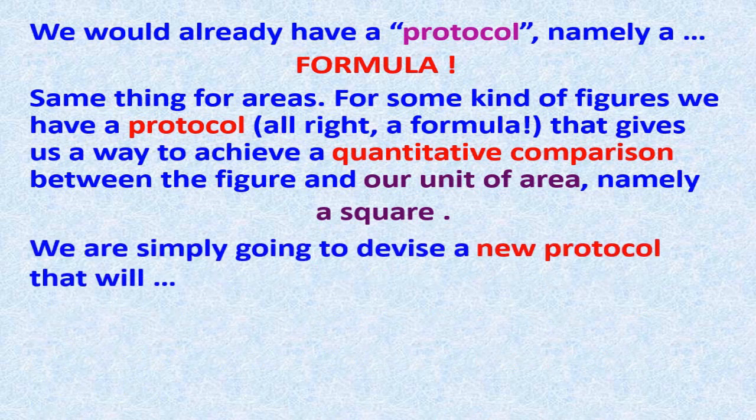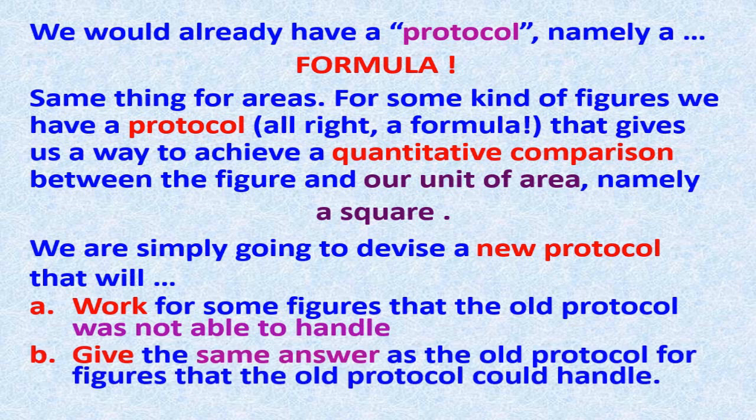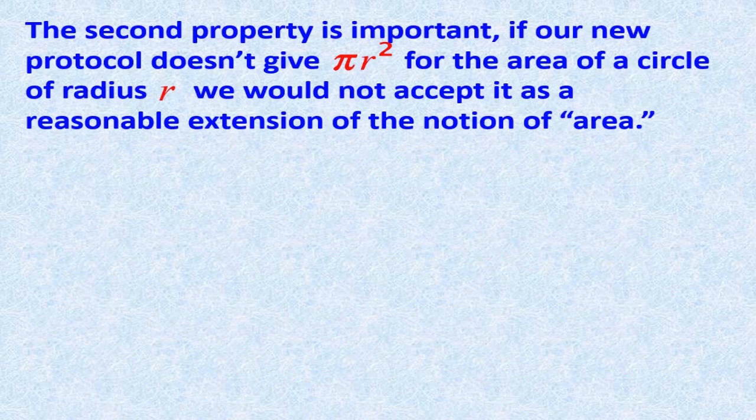So, we are simply going to devise a new protocol that will first work for some figures that the old protocol was not able to handle. Like earlier, we cannot directly get the volume. So, if we look at this cone, that means we give the same answer as the old protocol for figures that the old protocol could handle. So, the second property is important.